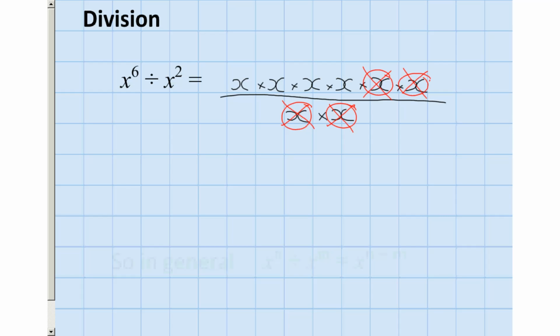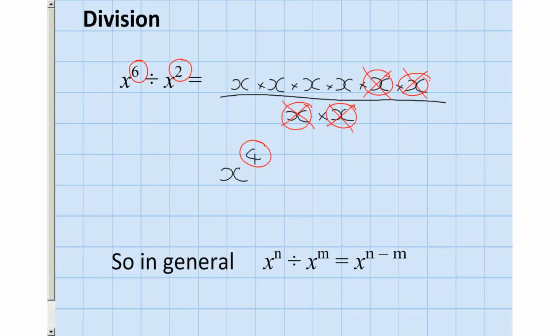So what we have left is x times x times x times x, which is x to the power of 4. And again, if you look at the link, x to the power of 6 divided by x to the power of 2 has given us x to the power of 4. So what we've done is we've subtracted the powers, and that's the second rule. x to the power of n divided by x to the power of m is x to the power of n take m. So when we divide, we subtract powers. So multiplying, we add; division, we subtract.